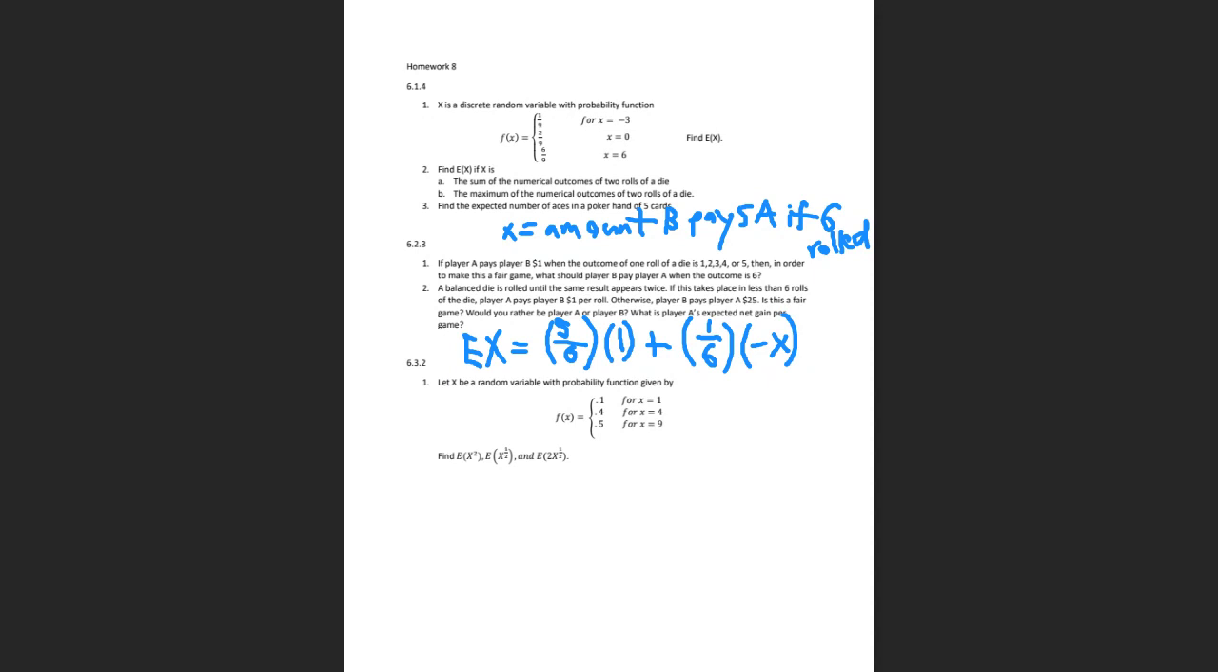So this is the expected value of X, where this little X is the amount B pays A if a 6 is rolled. We want to set the expected value equal to 0, making it a fair game. Then you just solve for X, and the value of X that satisfies that equation is the amount they're asking for. So you get X over 6 is equal to 5/6, and so X is 5. That makes sense? Yeah, it makes sense. Thank you so much.